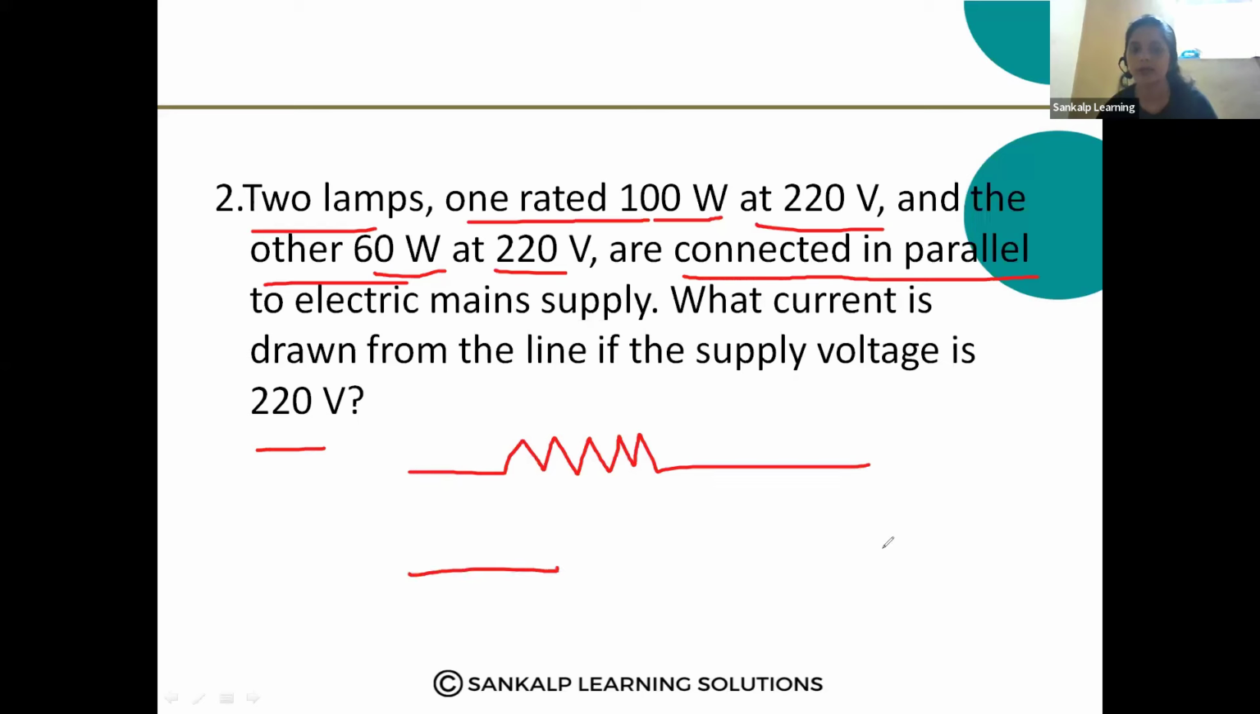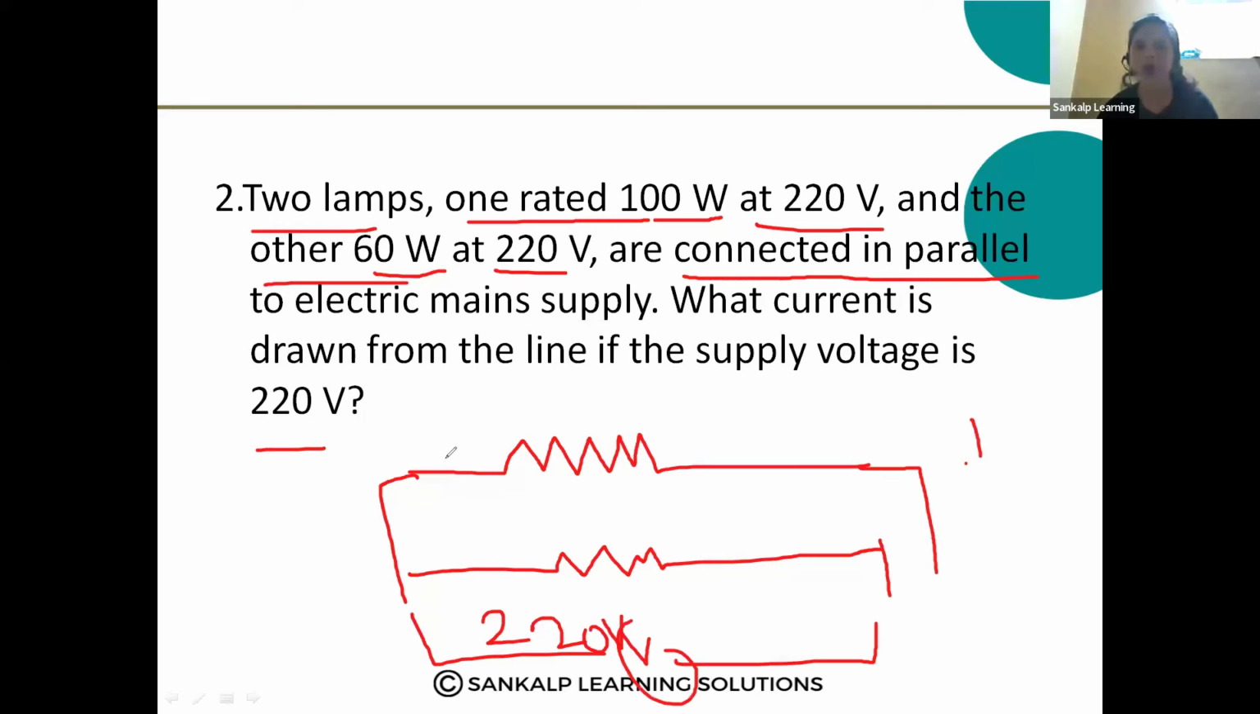So here it is connected like this, and both are connected to the voltmeter, that is a 220 volt voltmeter. It is connected to a 220 volt voltmeter, right? So like this, then we have to find out I. So in this circuit, what is I? We have to find out, right?